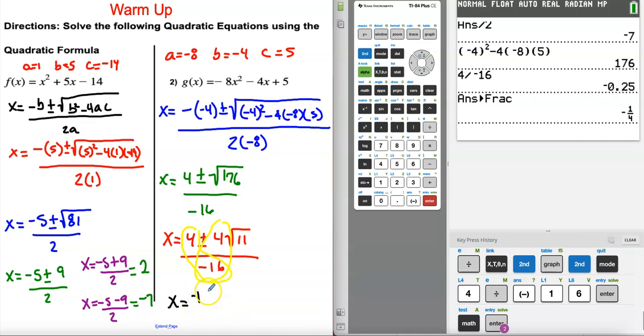So negative plus or minus, then same thing over here. When you divide the 4 and the 16 here, you're also going to get negative. So this is going to be plus or minus, let me fix that, negative square root of 11 divided by 4.